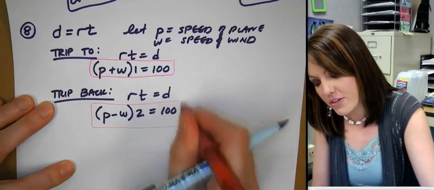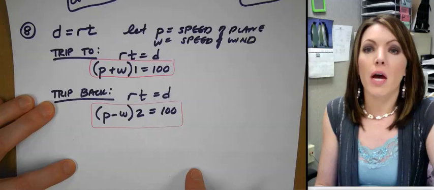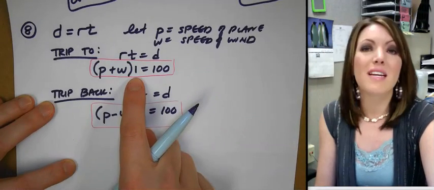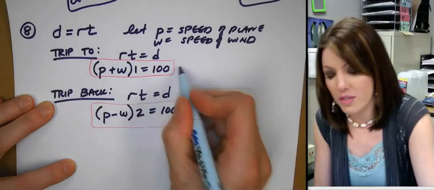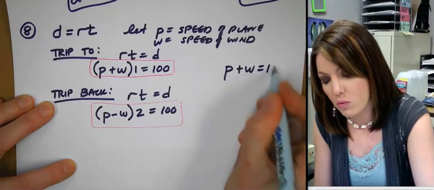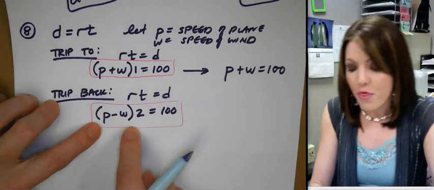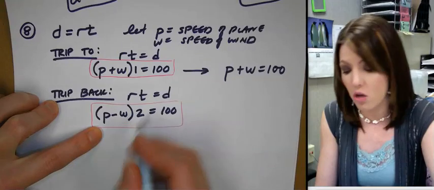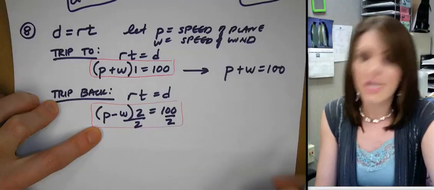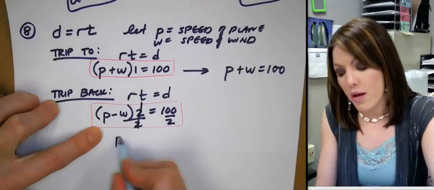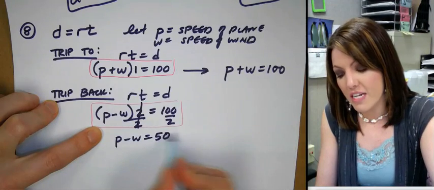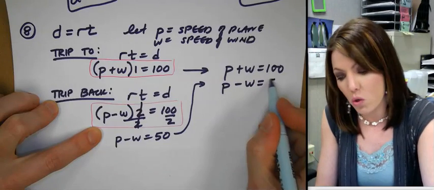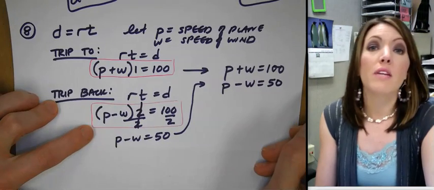Now let's see if there's anything we can do to modify these to make it a little bit easier for us to solve. In this one, 1 times anything is the thing that we started out with, so that one stays the same. So that's P plus W equals 100. This one, we notice that all of this is being multiplied by 2, that's how long the trip took. If we divide both sides by 2, P minus W equals 50, and that is the second equation that we can use to help us solve for both the speed of the plane and the speed of the wind.